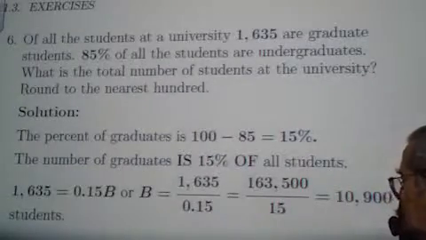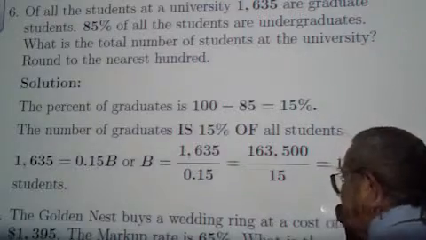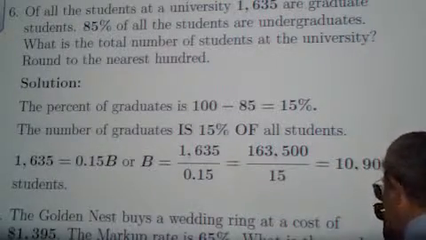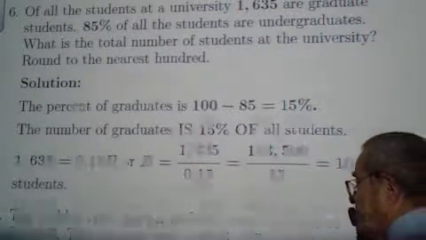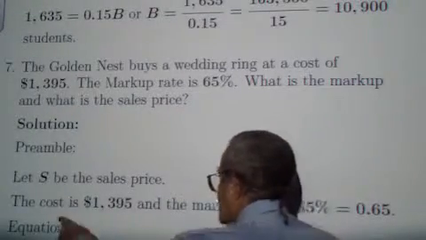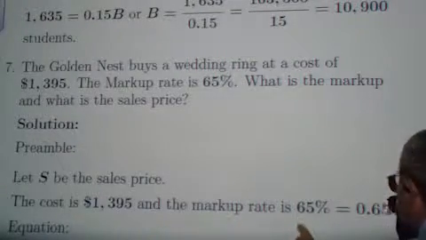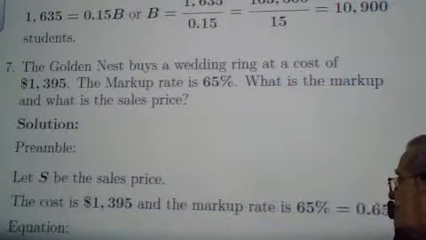The Golden Nest buys a wedding ring at a cost of $1,395. The markup rate is 65%. What is the markup and what is the sales price? Let S be the sales price. The cost is $1,395 and the markup rate is 65% or 0.65.